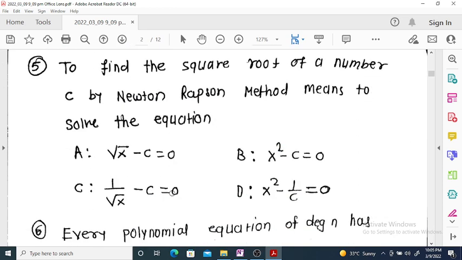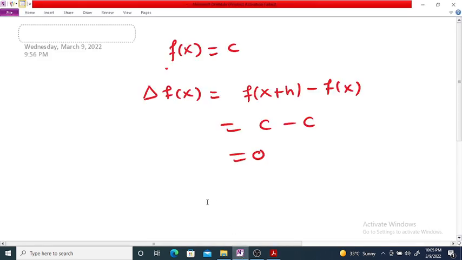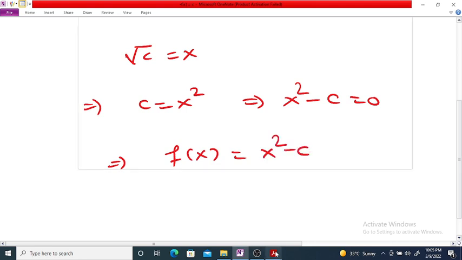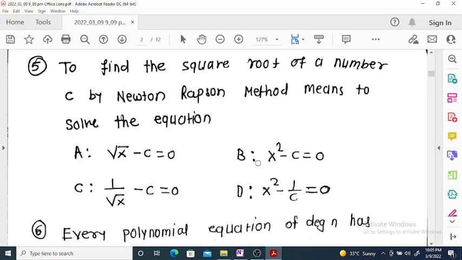To find the square root of a number c by the Newton-Raphson method means to solve an equation. Suppose the square root of c is equal to x. Then if we square on both sides, c is equal to x square, and this implies x square minus c is equal to 0, and therefore our equation is f of x is equal to x square minus c for the Newton-Raphson method. So the correct option is what? x square minus c equal to 0.